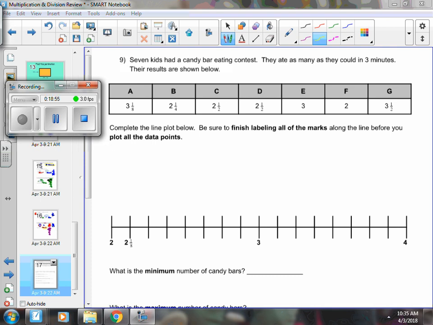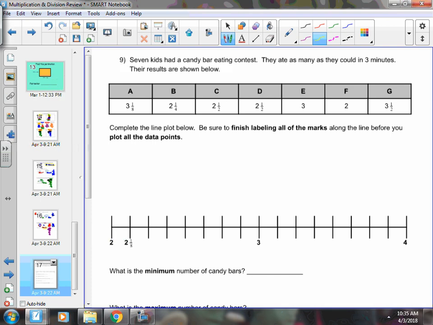All right, number 9. 7 kids had a candy bar eating contest. Woohoo! They ate as many as they could in 3 minutes. Their results are shown below. So kid A, whoever that is, in 3 minutes ate 3 1/8 candy bars. I'm imagining those big Hershey bars. You know how they're split up into chunks already? So that kid ate 3 whole candy bars plus a little bit more.